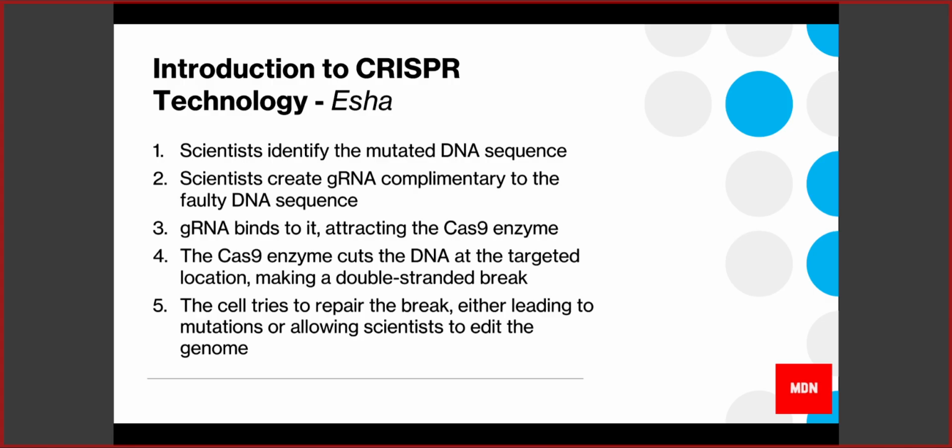This gRNA binds to the DNA sequence that it's complementary to. Next, the guide RNA directs the Cas9 enzyme towards the target DNA. The enzyme then cuts the DNA at the targeted location, making a double-stranded break. The cell tries to repair the break, and in doing this, scientists can either A, allow the cell to repair the DNA on its own, but this often leads to mutations, disrupting the faulty gene.